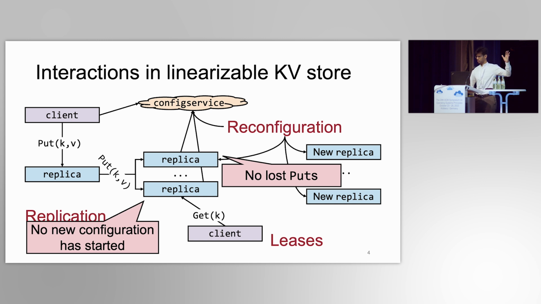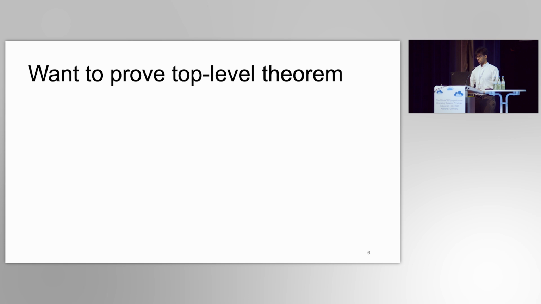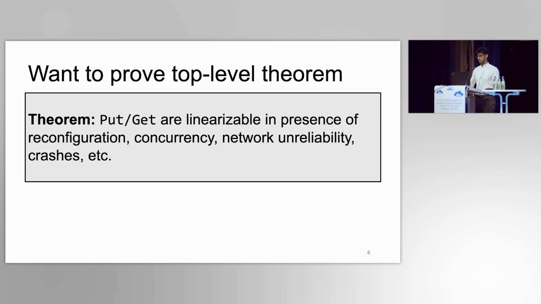And we can start to see this picture is getting a little bit complicated because of all these different aspects and all the arrows of interaction between everything. So to distill what we're really trying to do, the goal is to try to prove the following top-level theorem, which says that put and get are linearizable in the presence of all the other aspects of the system, including reconfiguration, concurrency, and so on.